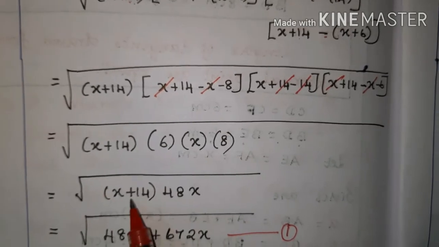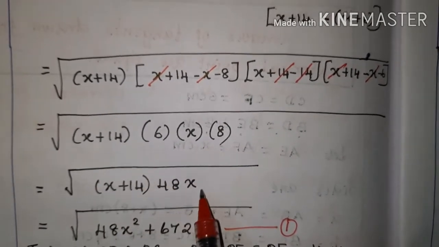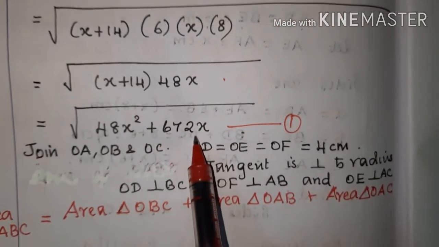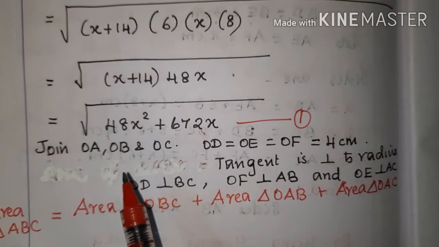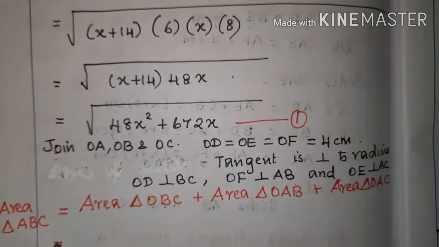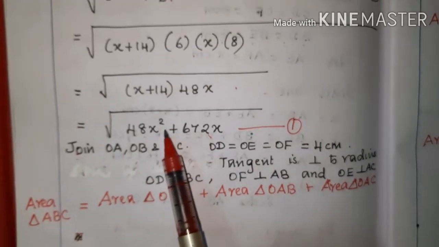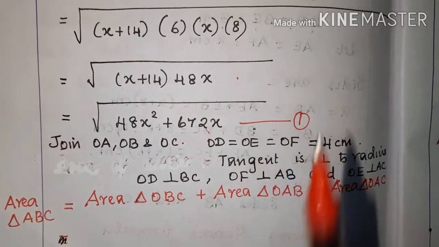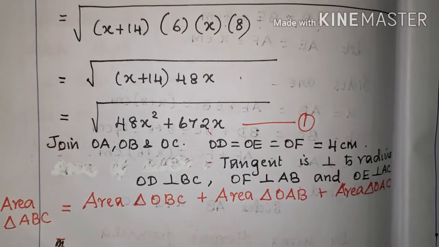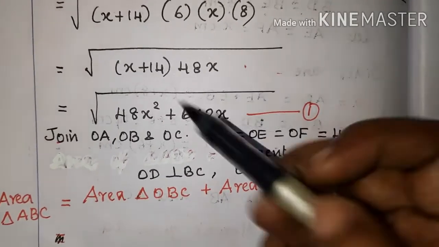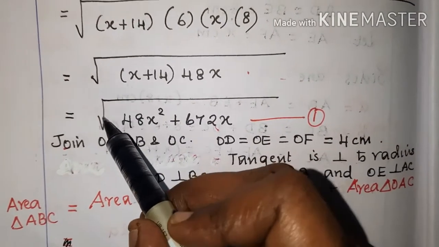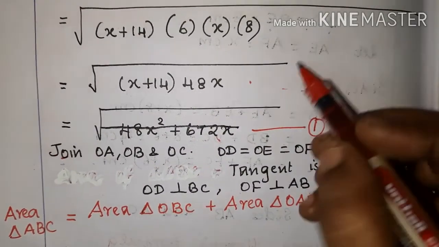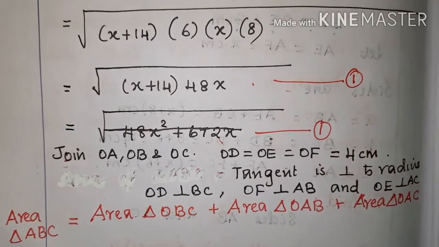Now root of x plus 14 into 8 times 6, which is 48x. Either you can leave it like this or you can multiply and write. You can mark it as equation 1. Now we have got the area of the triangle in the form root of x plus 14 into 48x. I think you need not simplify, let it be as it is. Okay children, so this step is not needed. Up to x plus 14 into 48x, let it be. You mark this as equation 1.